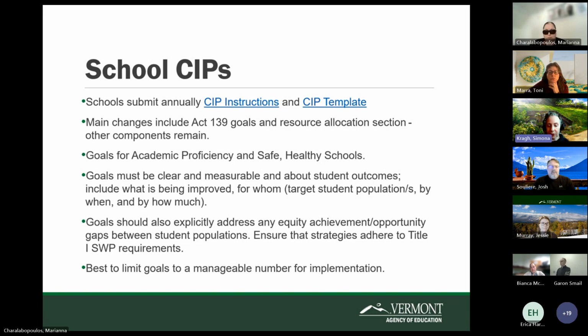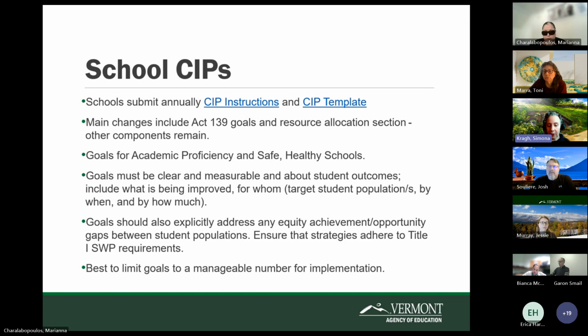School goals must address academic achievement and safe, healthy, and supportive school environments as described in 16 DSA Section 165. Goals must be clear and measurable and about student outcomes. Include what is being improved, for whom, that is the target student population or populations, by when, and by how much. Goals should also explicitly address any equity, achievement, opportunity gaps between student populations.